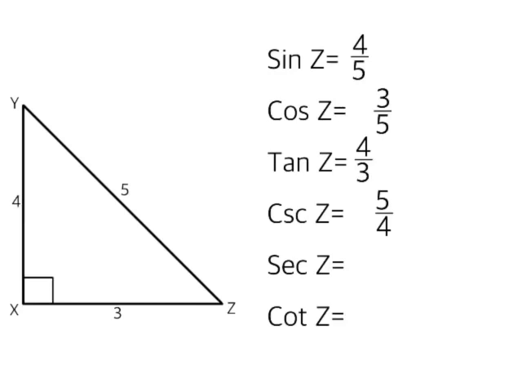The secant of z is the reciprocal of the cosine of z, meaning that the secant of z is 5 over 3. Cotangent is the ratio of the adjacent side divided by the opposite side, and it's also known as the reciprocal of tangent. So the cotangent of z is 3 over 4.